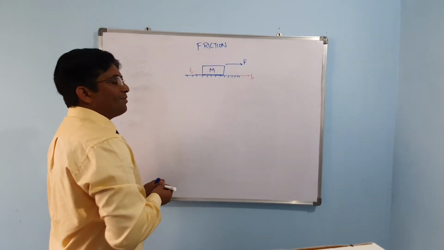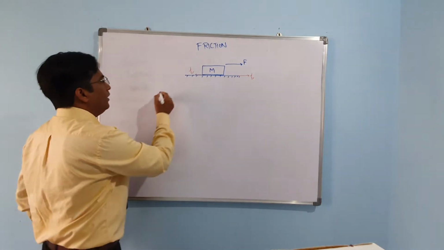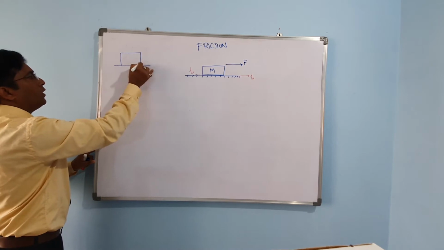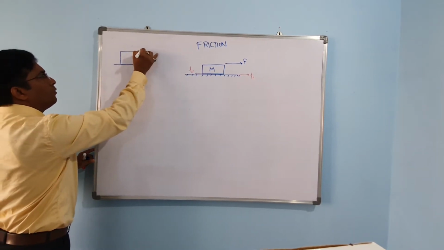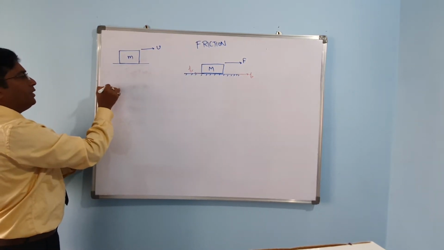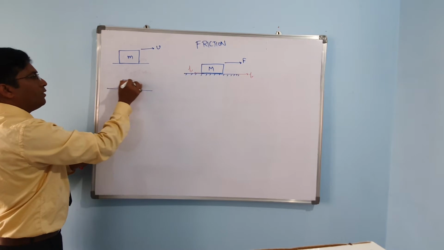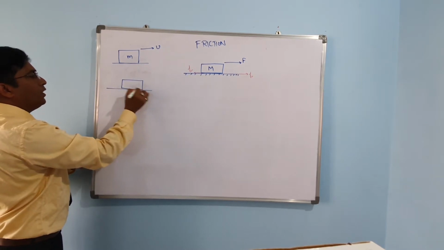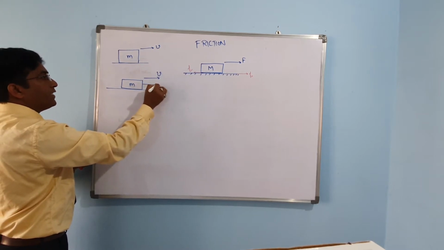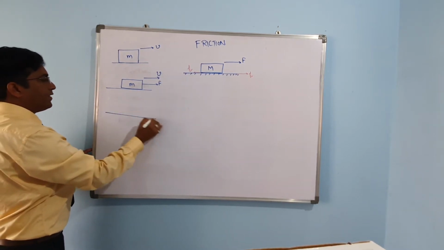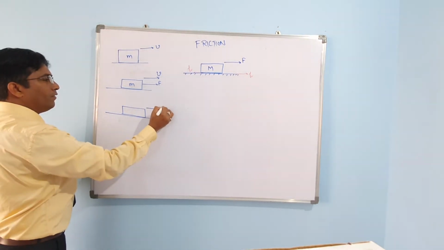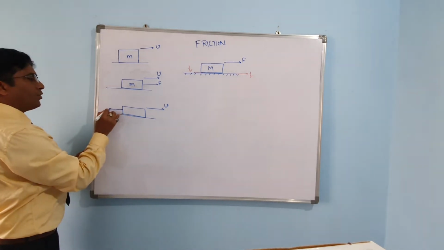Suppose there is a situation where we have a lot of confusion. I'm going to draw three situations. This is the first situation. Block is moving with velocity v. It is of mass m. There's another situation, same block, moving with some velocity v and some force is acting. Another case, same block, moving with some velocity v, but there is a force which is acting in this direction.